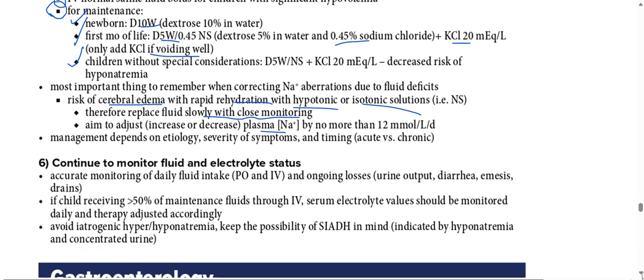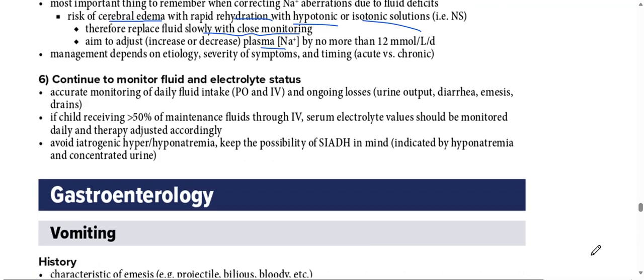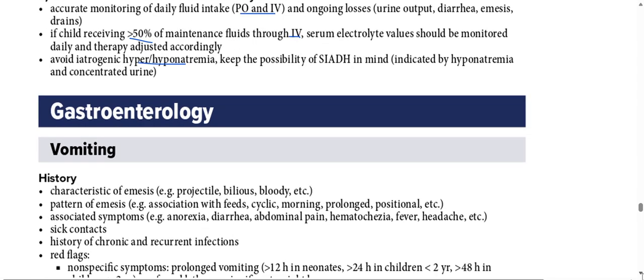Next thing is to continue to monitor fluid electrolyte balance. Accurate monitoring of daily fluid intake, oral and IV, and ongoing losses. We need to monitor each and everything. If the child is receiving more than 50% of maintenance fluid through IV, serum electrolytes should be monitored daily and therapy adjusted. Avoid iatrogenic hypernatremia. We don't want to either increase sodium in the body or decrease sodium in the body. Therefore, we will have to be very careful while resuscitating the child with fluids and electrolytes as well.